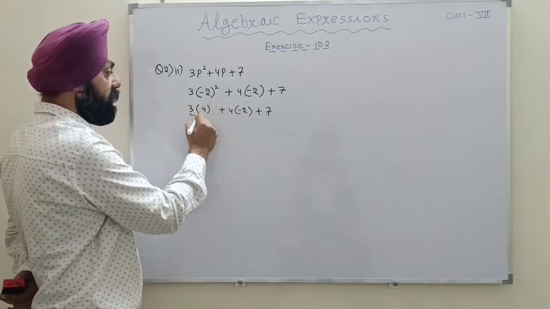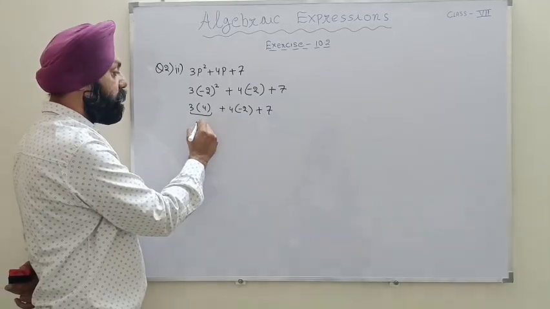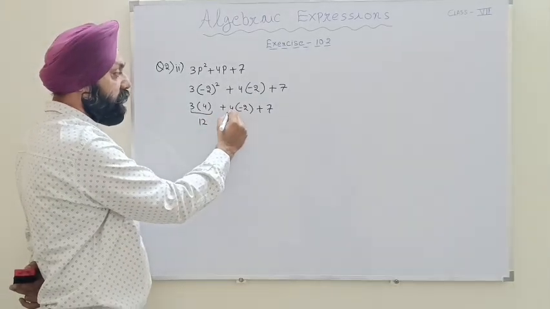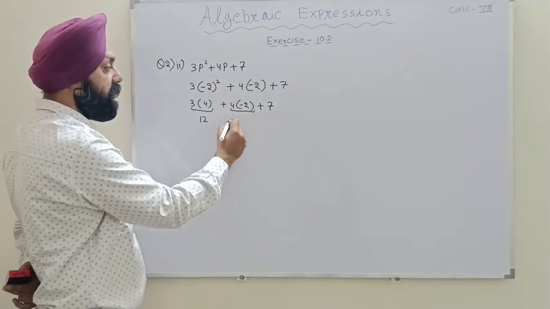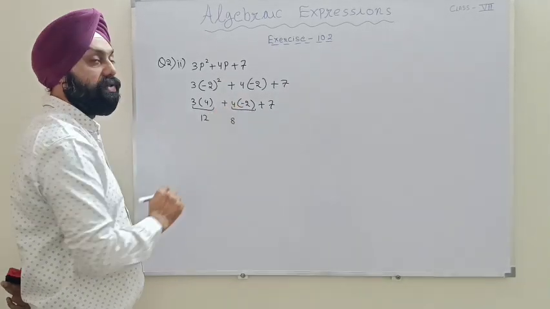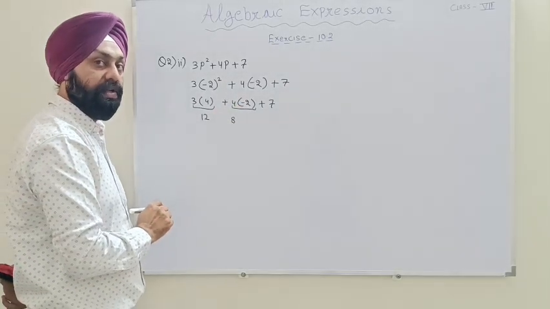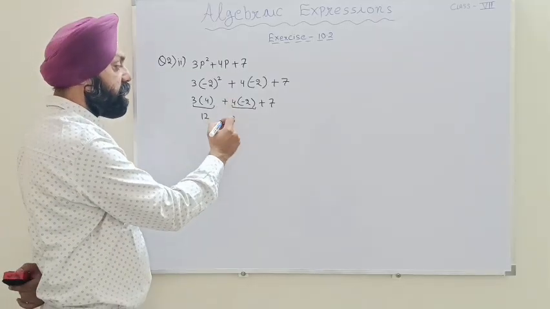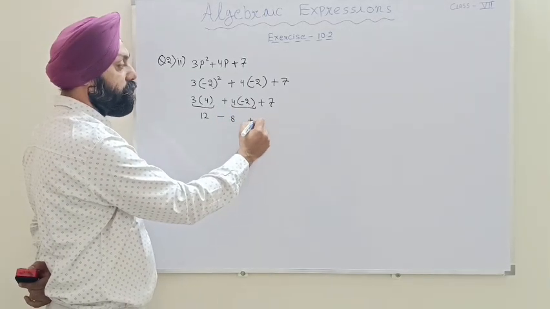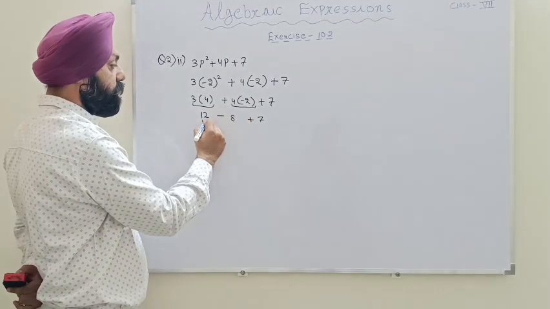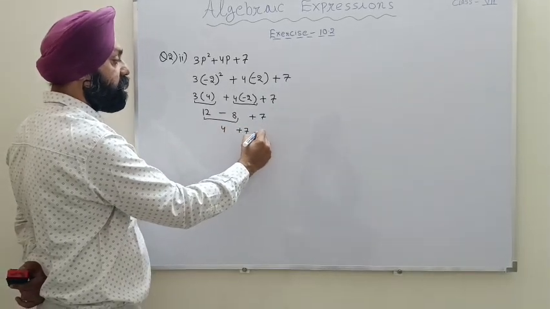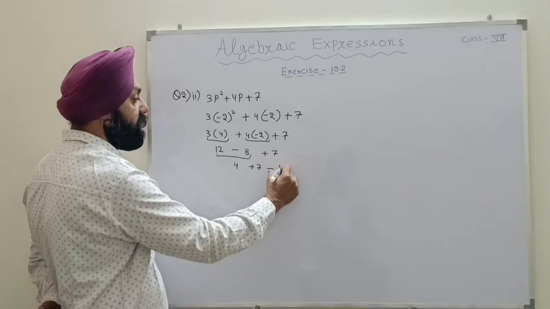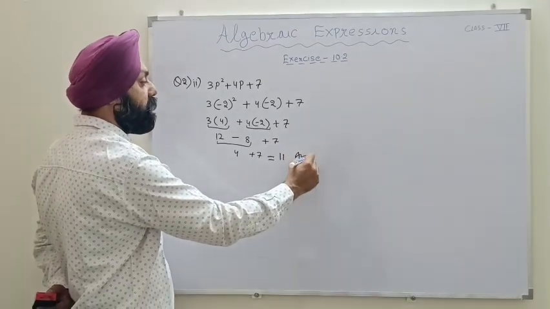Now we will multiply these two. 4 and 3 will get multiplied to give the answer 12. Now again the same concept we will apply: 4 and 2 will give 8. But there is one sign of minus, and 1 means odd. So that is why the answer is minus 8. And again plus 7 as it is. Now we will subtract. 12 minus 8 will give 4. 4 plus 7, and the answer of 4 plus 7 is 11. This is the required answer.